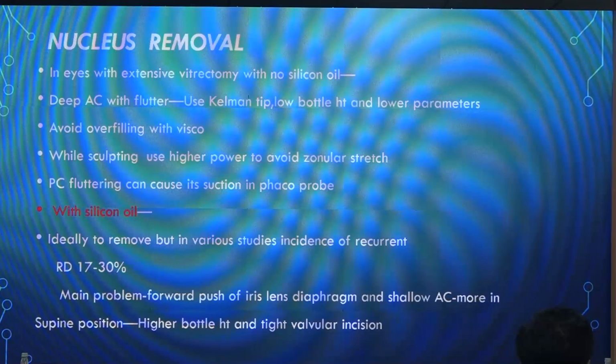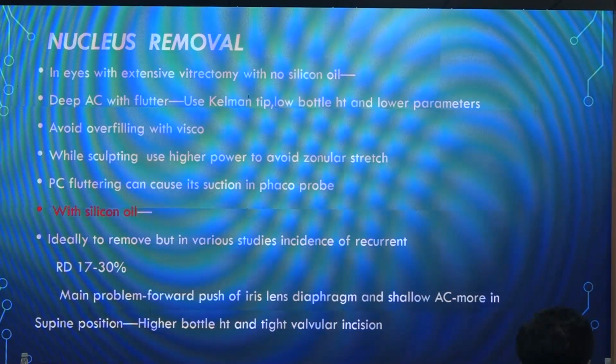And with silicone oil, ideal is to remove, but various studies have shown the incidence of recurrent RD is 17 to 30% after silicone oil removal. So we may have to go ahead with silicone oil in the eye.